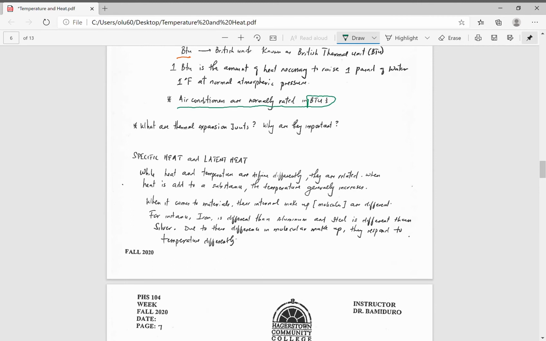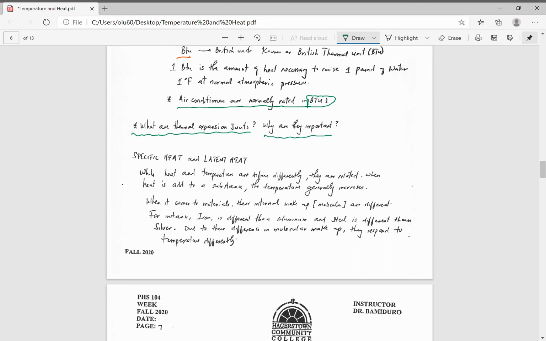So I want you to ask yourself as you're driving, and especially when you drive on a bridge, ask yourself about the thermal expansion joints. What are they? What do they do? And how do they behave throughout the year in terms of the fluctuation of temperature? That would be a good exercise just to quiz yourself.